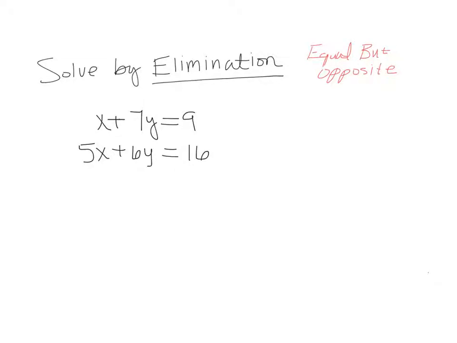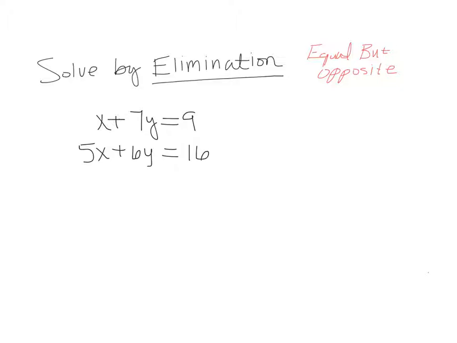We're asked to solve the following system by using the elimination method. Now, what does elimination mean? Well, elimination means cancel, to get rid of. So what we're going to do is try to eliminate or cancel one of the variables, either x or y. Now, in order to do this, we need to get the variables to be equal but opposite.